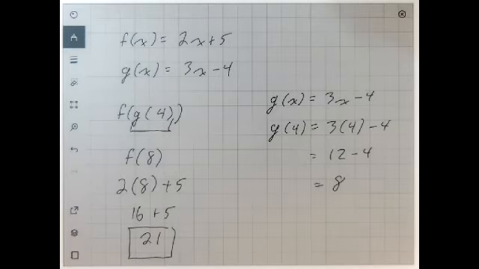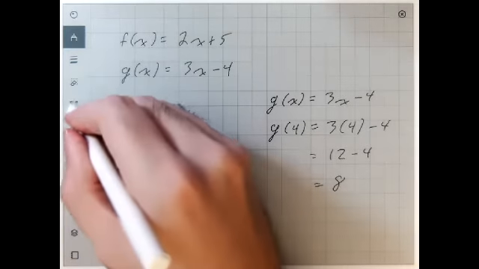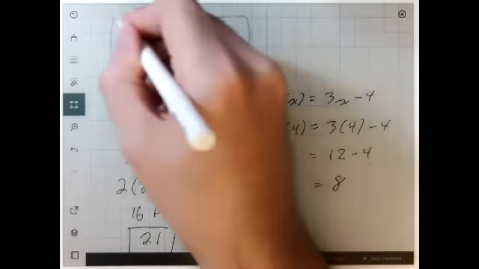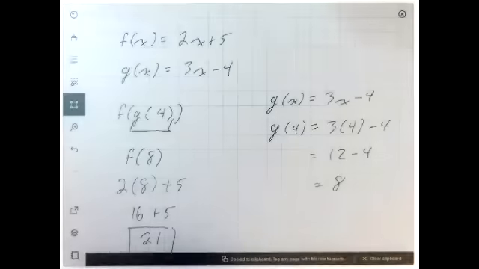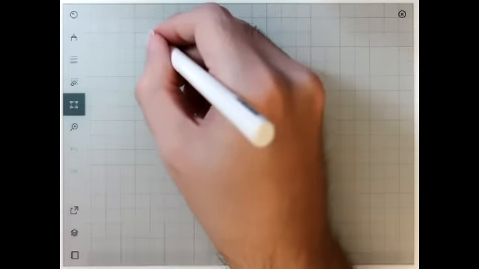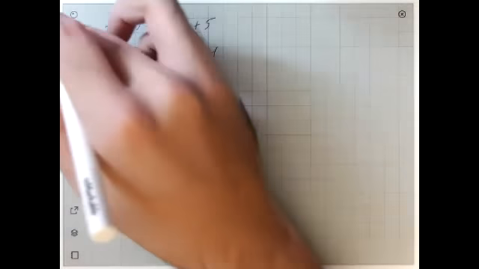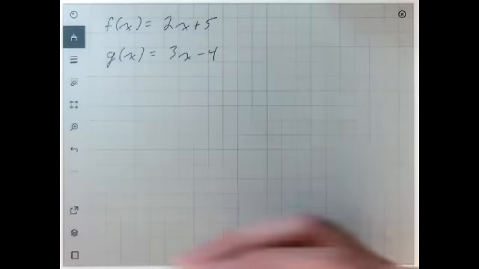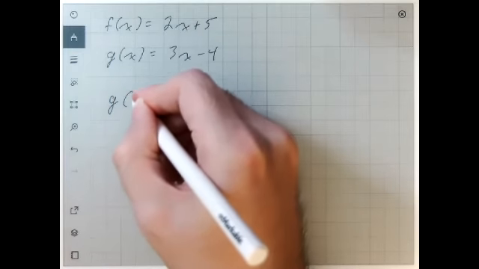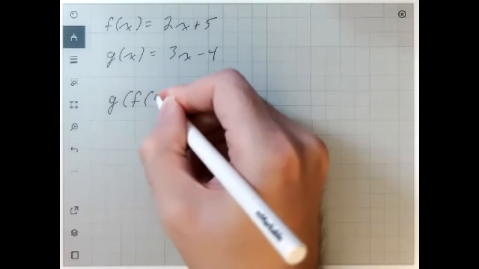One thing that I want to pay attention to is that order of composition matters. So let's look at a similar problem. I'm going to use these same two functions. Only this time, instead of f of g of 4, let's take a look at g of f of 4.